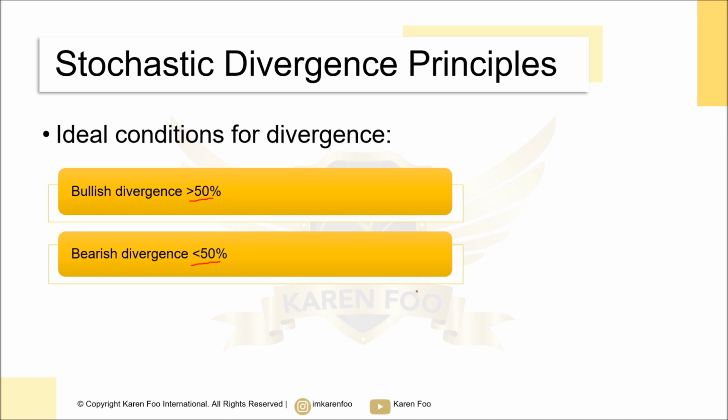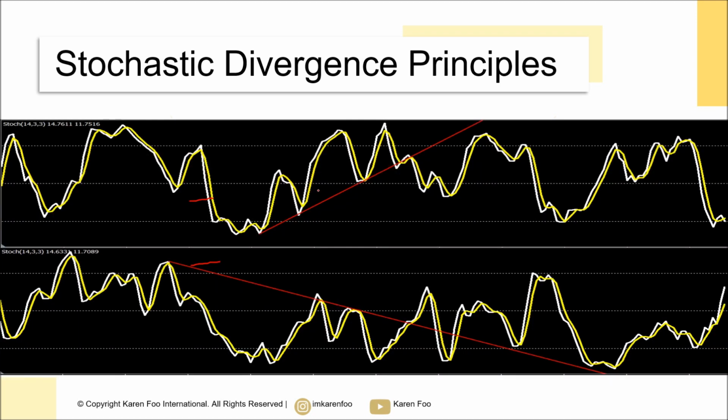So what do I mean by this? When you see a bullish divergence, preferably you want it to go above the 50% level. Okay, so this is the 50 level, which is the middle line. You want stochastics to give you higher lows that go all the way above 50. Okay, so this makes it a strong bullish divergence. And then for bearish divergence, you want it to go all the way to below 50. Okay, this will make it a strong divergence.